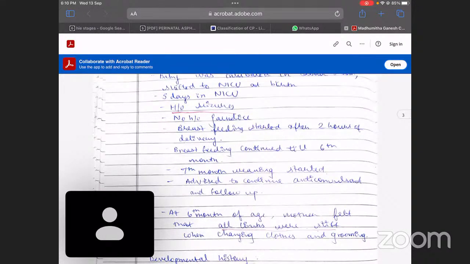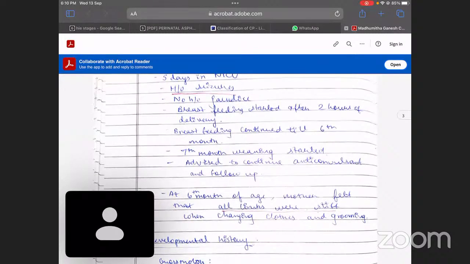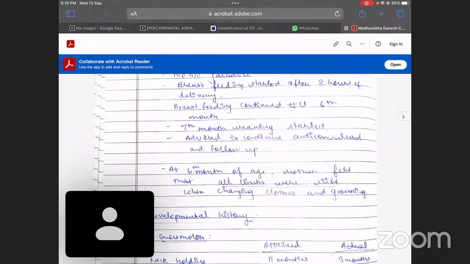Breastfeeding is started after 2 hours of delivery, but it is normally advised to start breastfeeding after 1 hour of giving birth through LSCS. Breastfeeding is continued till 6th month, and in the 7th month the weaning has started. Advised to continue anticonvulsant and follow up. At 6th month of age, the mother felt that all limbs were stiff when changing clothes and grooming. Okay, so we'll stop here.